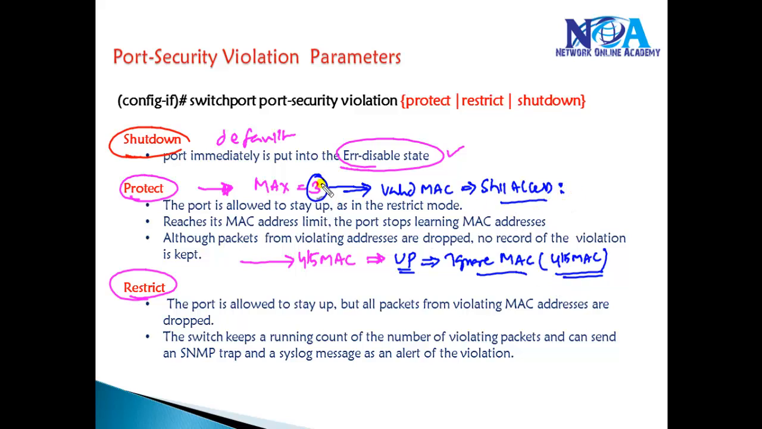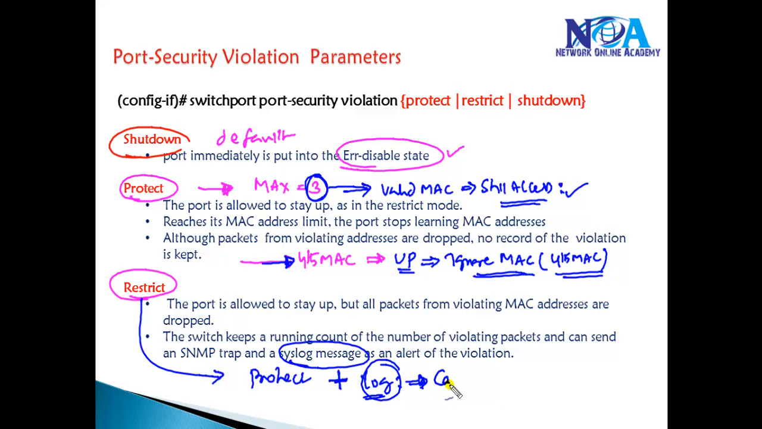So if a user is sending traffic with the three valid MAC addresses which were learned, they will be able to access the resources. But the fourth or fifth MAC address learned other than those three will not be able to access the resources. Now, restrict is more like protect, the same thing, but the one extra thing it will do is generate a log message. If you have external log servers, it's going to send log information to the syslog server, or it is going to send a console message.